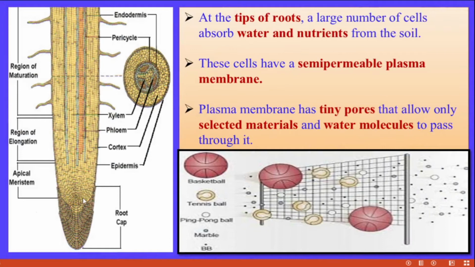Look at this picture. The tip of the root has a large number of cells. These cells absorb water and nutrients from the soil. These cells usually have a semi-permeable plasma membrane. This membrane has minute, tiny pores that allow only selected materials, like water molecules.